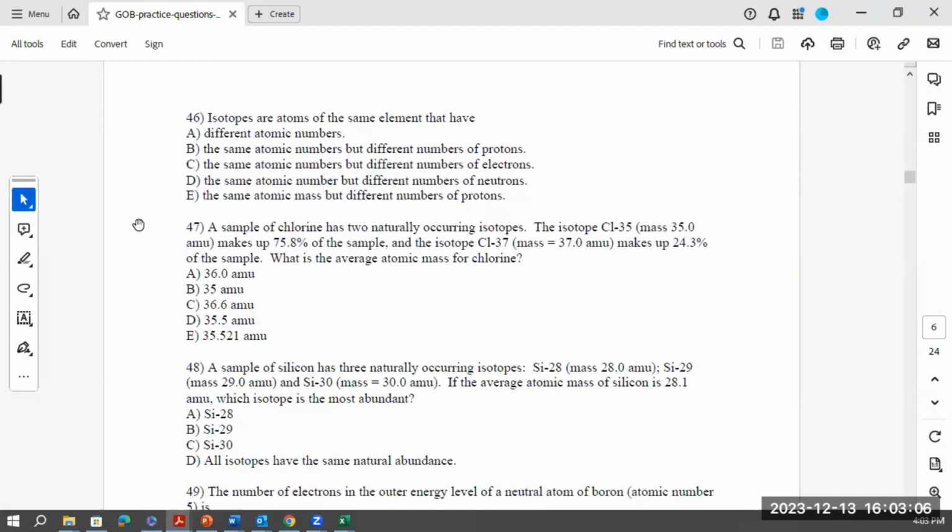Isotopes are atoms of the same element that have A, different atomic numbers. B, the same atomic number, but different number of protons. C, the same atomic number, but different number of electrons. D, the same atomic number, but different number of neutrons. E, the same atomic mass, but different number of protons. D is correct. That is correct.